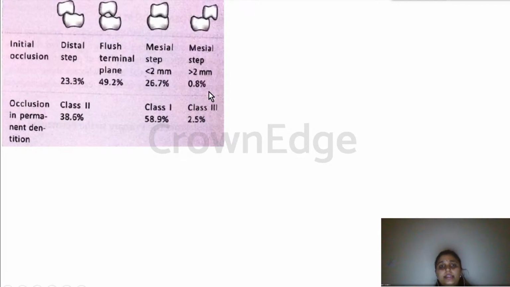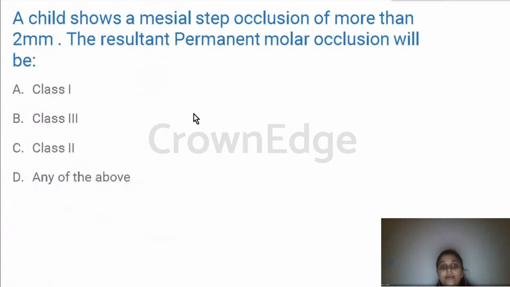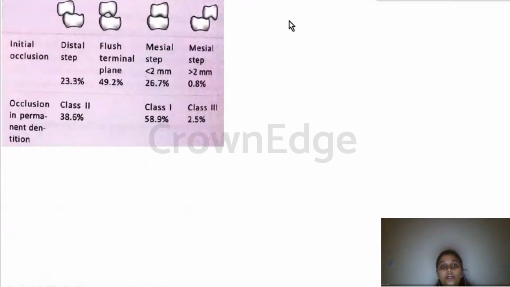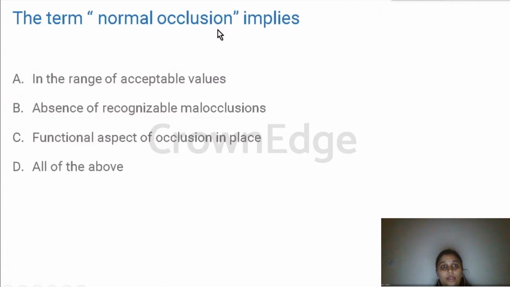And in 3% of the cases, if the mesial step is more than 2 mm, it leads to a class 3 malocclusion. Okay, so here the question was, the child is having mesial step, but it is more than 2 mm. So we have to refer to this part of the table. If the question was just mesial step, then you would go with the majority, which is the class 1 malocclusion. But here it is mesial step more than 2 mm. So most of the time it would lead to a class 3 malocclusion.